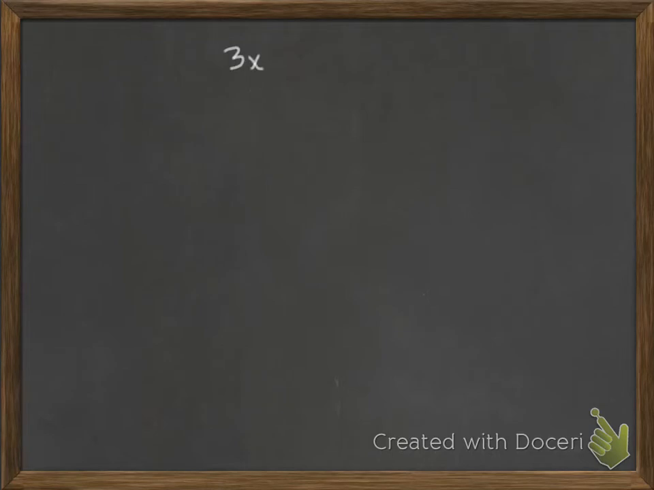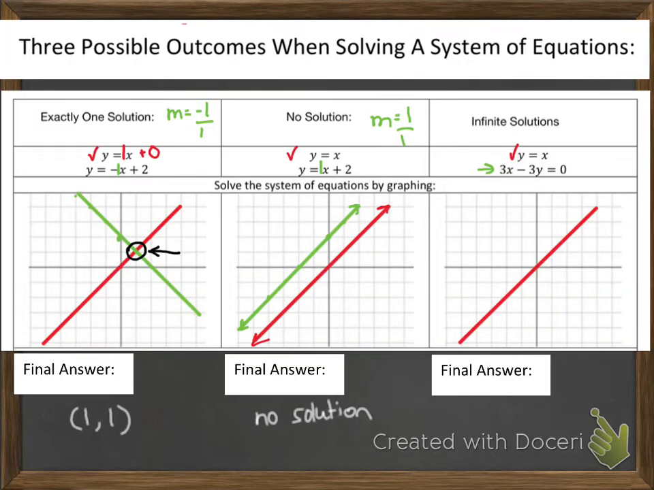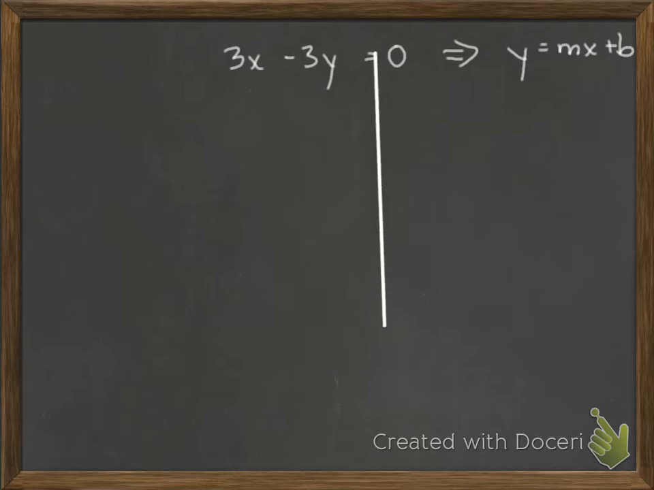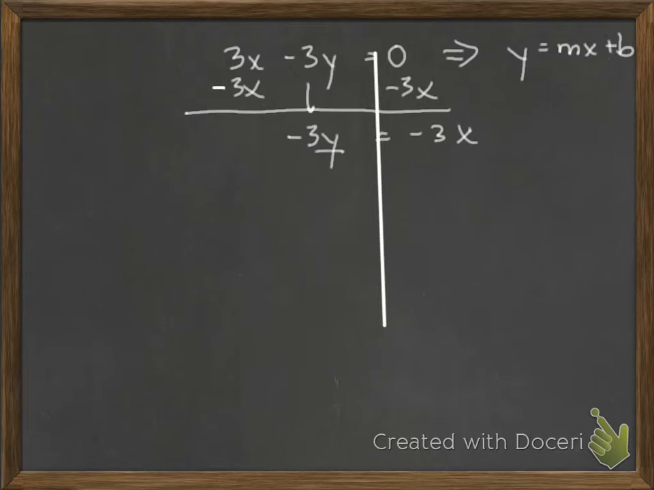So the equation is 3x minus 3y equals 0. So I'm going to take a minute to convert it to an equation that looks like y equals mx plus b. And I've done this in previous videos, so I'm not going to spend a lot of time on the instructional aspect of this. If you don't remember how to do this, then please take a minute to watch that other video that I made. So we have negative 3y equals negative 3x.